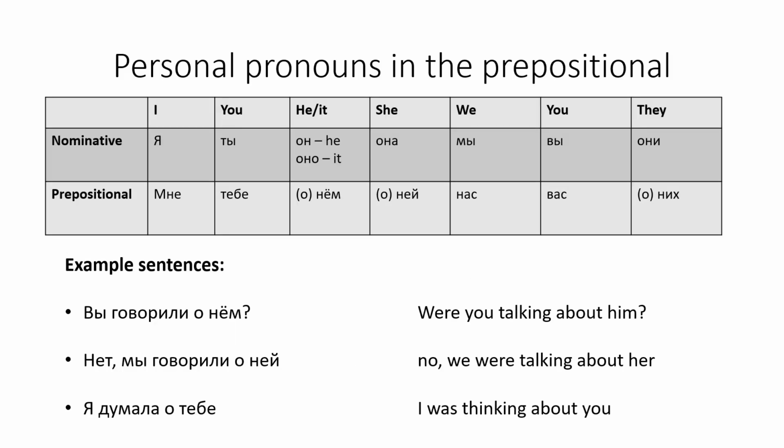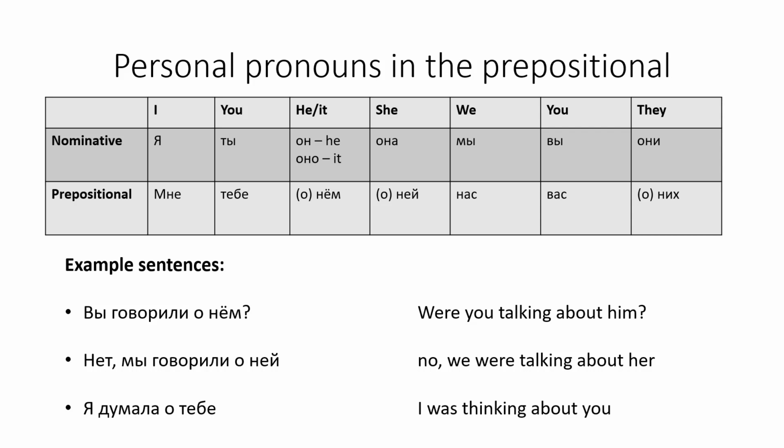This lesson we're going to look at some personal pronouns and how they decline into the prepositional. So you may remember in previous lessons we've learned these in the nominative and in the accusative. So in the nominative here we have ya, ty, on, ono, ona, my, vy, and oni. And in the accusative it was menya, tebya, yevo, yeyo, nas, vas, and ikh. So we've got some similarities. In the prepositional it's mne, tebe, nyom, ney, nas, vas, and nikh.